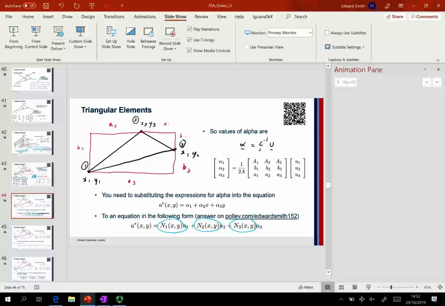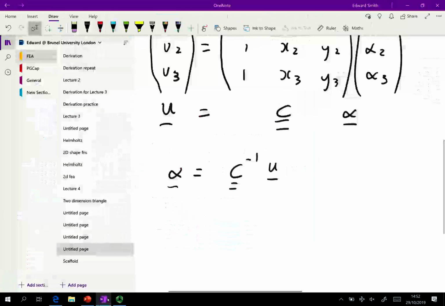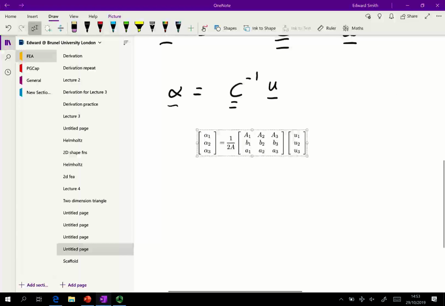So let me take this. I can paste this? Yeah, brilliant. The process is essentially just multiplying out the various parts of this. We multiply out, take 1 over 2a outside, and multiply out the various terms in the matrix.